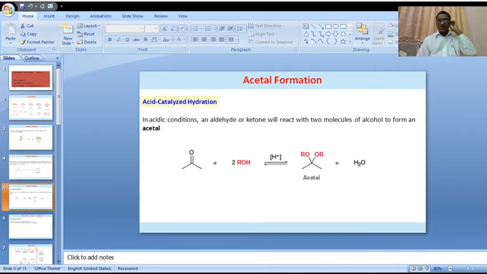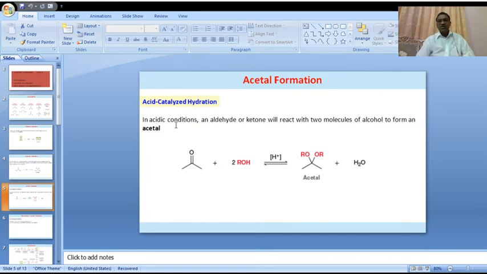Based on that hydrate formation reaction, another example is acetal formation. This reaction proceeds under an acid catalyzed hydration process. Here please observe. In acidic condition, an aldehyde or ketone will react with 2 moles of alcohol to form an acetal.